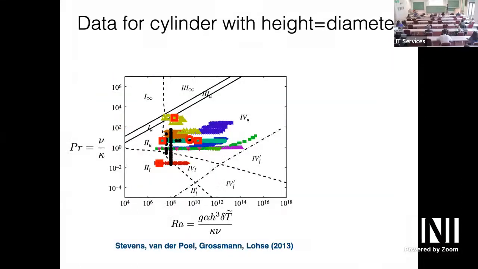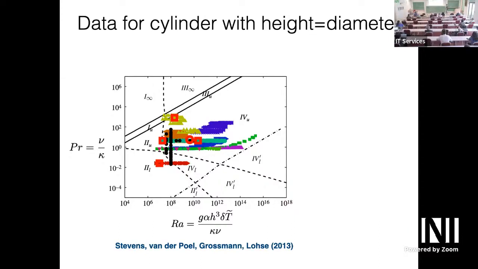Okay, and so what sort of parameter range do we have data? Let's say in a cylinder with its height equal to its diameter, which is a geometry in which a lot of experiments and DNS have been done. Ignore all these complicated annotations of different regimes that people are claiming.